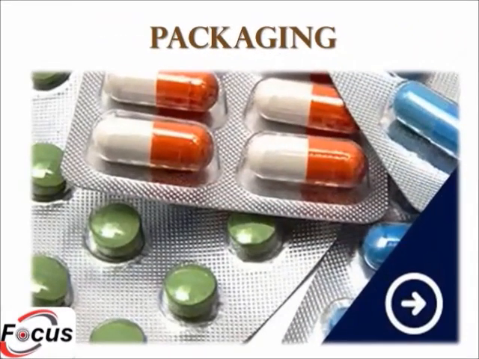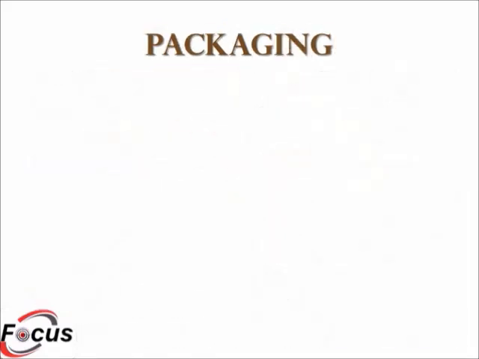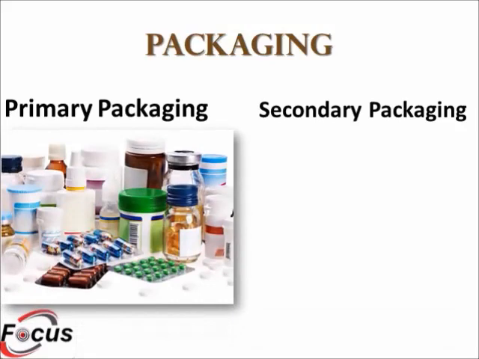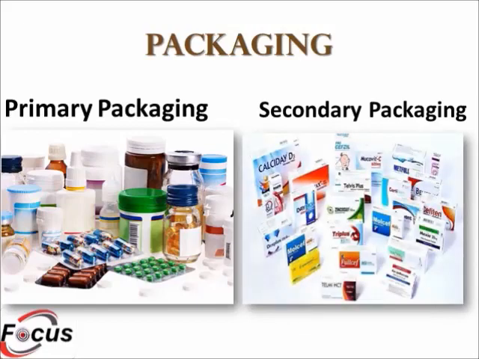The third category in quality control is packaging materials testing. There are 2 types of packaging: primary packaging and secondary packaging. Primary packaging is the packaging that is in direct contact with the product itself. Secondary packaging is the packaging that holds together the individual units of goods.